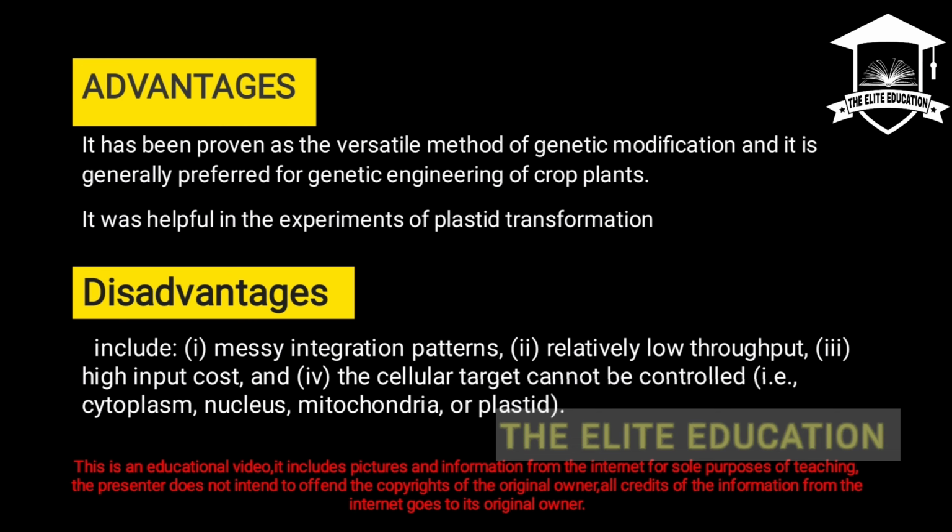The disadvantages include messy integration patterns, relatively low throughput, and high input cost. And the cellular target cannot be controlled, that is, cytoplasm, mitochondria, nucleus, or plastid. As I have said, every technique is not completely advantageous. It can have some disadvantages. So these are the advantages and disadvantages of the biolistic gun method.